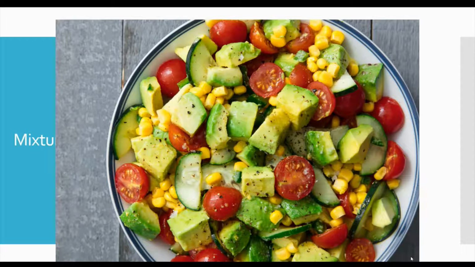So here's an example of another heterogeneous mixture that we might call chunky. This would be a salad that depending on where you put your spoon or your fork to lift up a bite, you're going to get different things in that bite. So it's heterogeneous. It is not the same throughout.